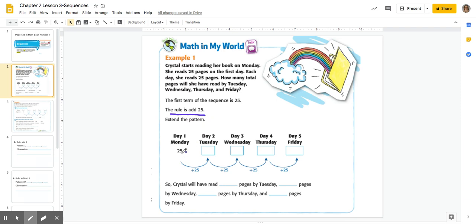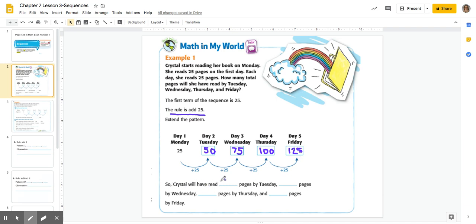So we're going to think about it just like when we count quarters. We go 25 plus 25 more would be 50. Fill it in your math book. Now we're going to count the next quarter. 25, 50, 75, 100. And by Friday, she'll have read 125 pages.